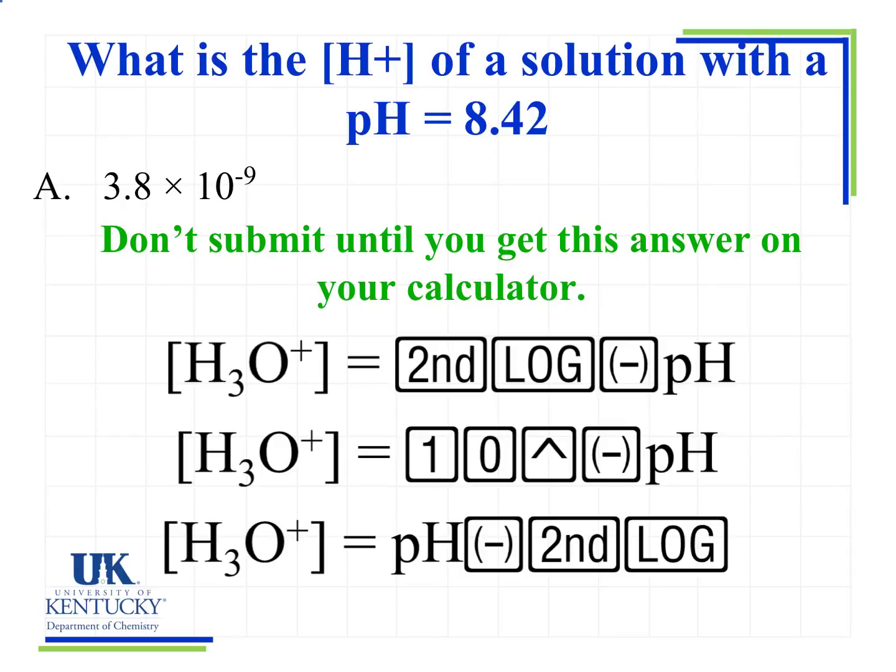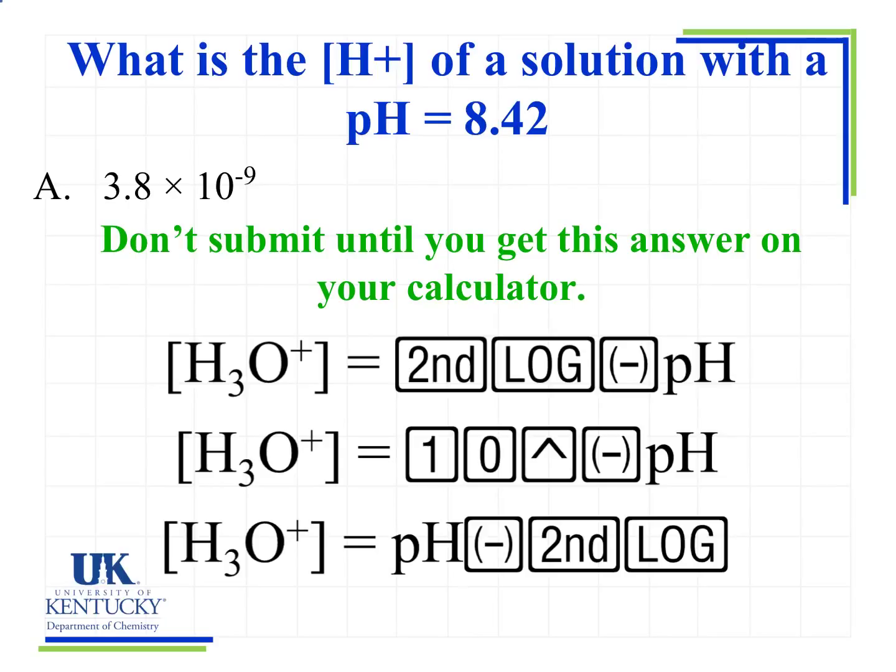So here's another one to let you try on your calculator. We're going to do the opposite here. We're going to find the H plus concentration given the pH. And being given the pH is not that odd of a thing, because what we see is a pH sensor or pH meter is very good at determining the pH very quickly. And so if we measure a solution's pH and find it to be 8.42, but we need to get back to the H plus, then we need to be able to do that calculation.